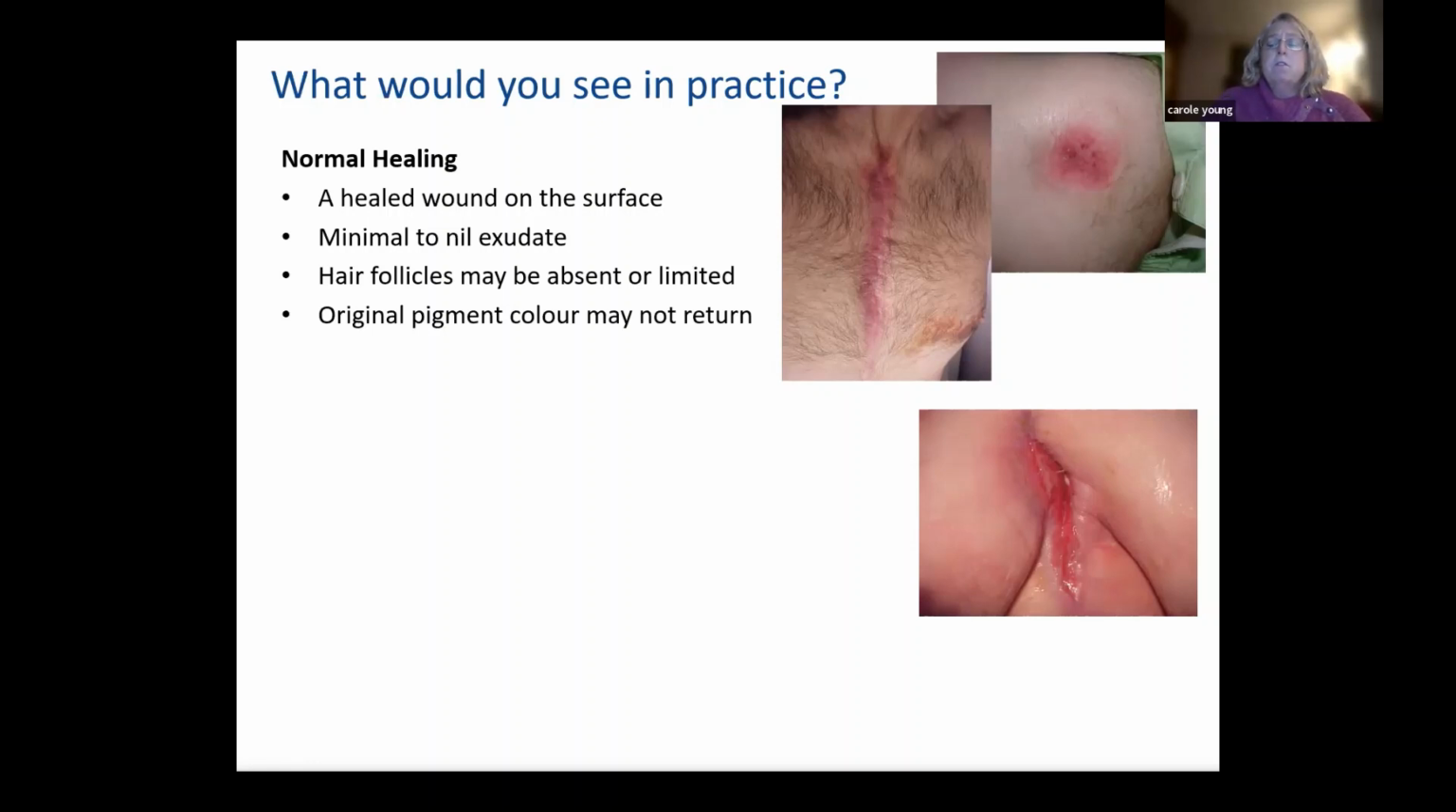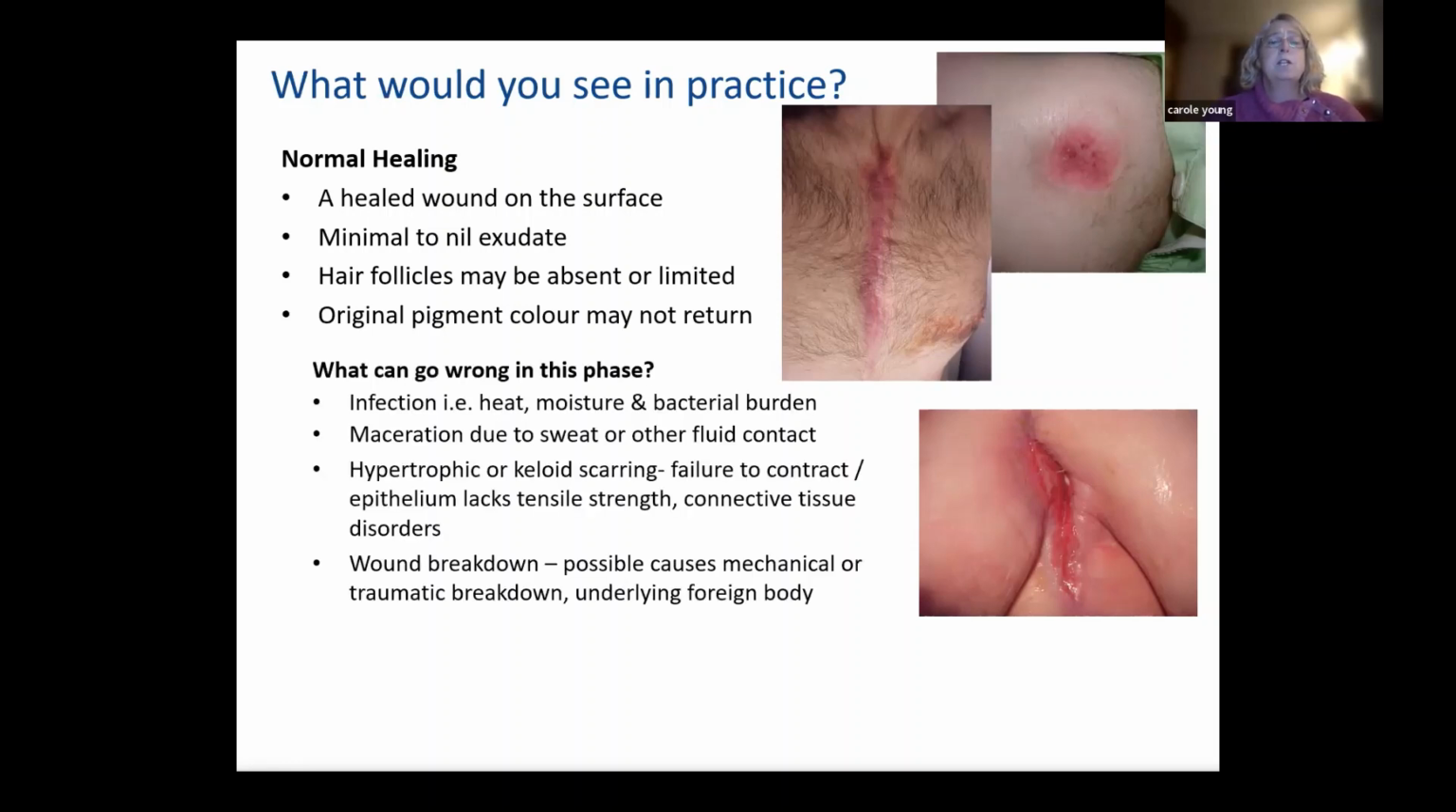Scars can be still very vulnerable though, and things can still go wrong at this stage. They can still develop infection, especially in areas where there's heat and moisture. So things like skin folds, or areas under constant movement, like the sternum as we breathe in and out if you've had chest surgery, or joints over the knee, the elbow, the hip. These can be areas where the scar tissue doesn't gain its strength, so it can break down easily. Some people might have connective tissue conditions, which lead to keloid or hypertrophic scarring.